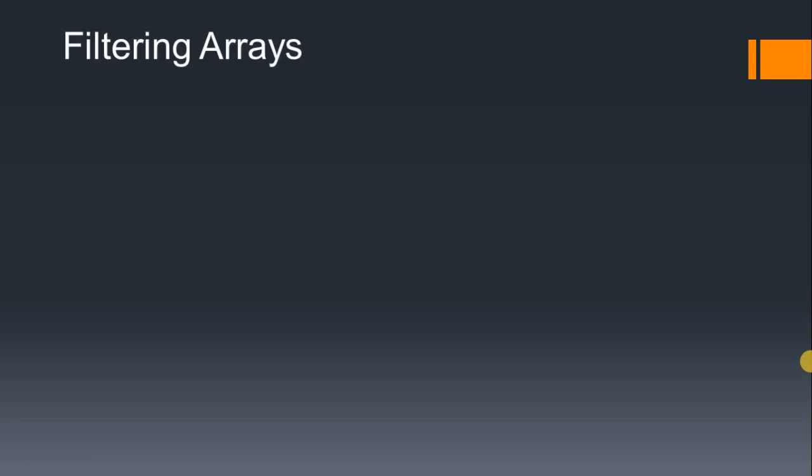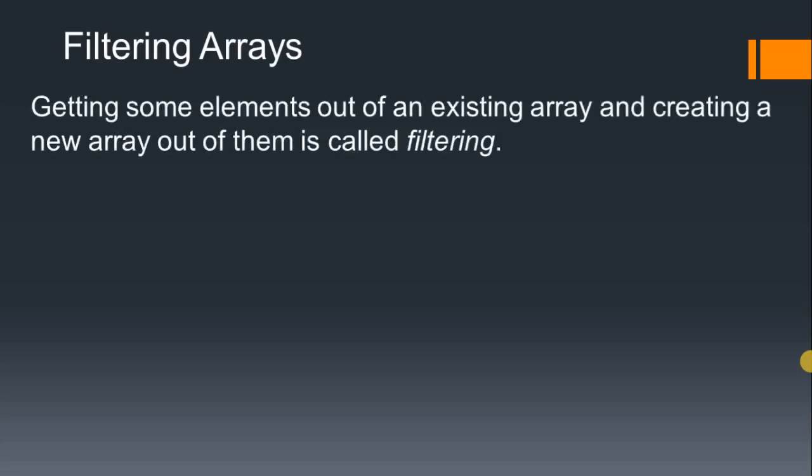Filtering an array means filtering the data from existing data. Whatever condition we apply, on the basis of that we get a new array from the existing array. So getting some elements out of an existing array and creating a new array out of them is called filtering. We will see practically what filtering is in Python.